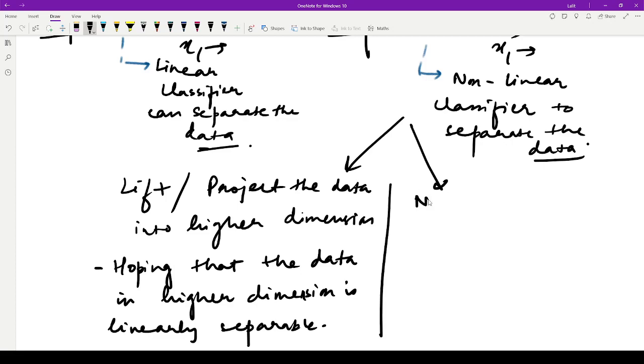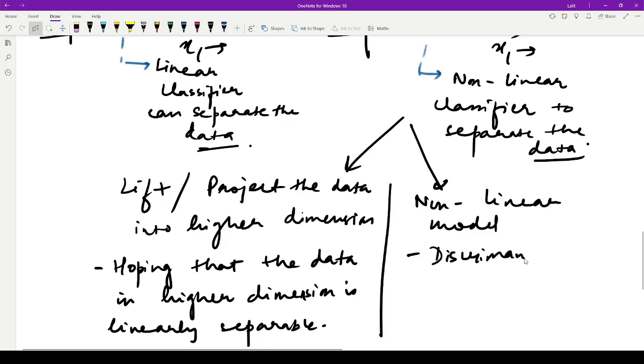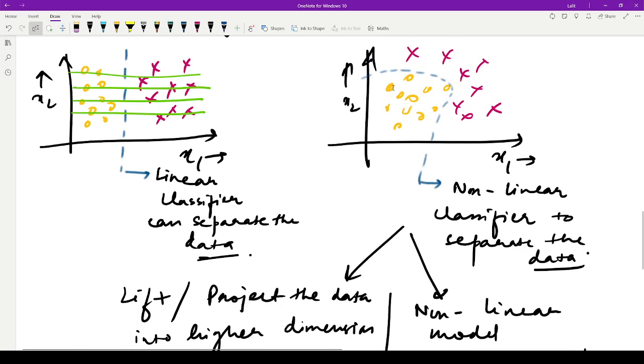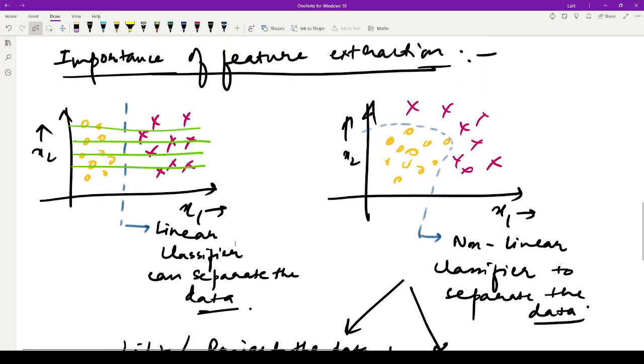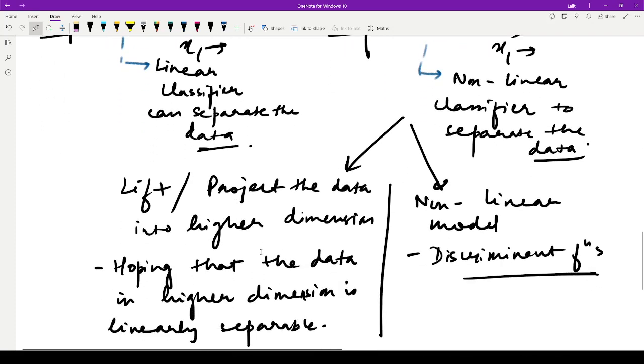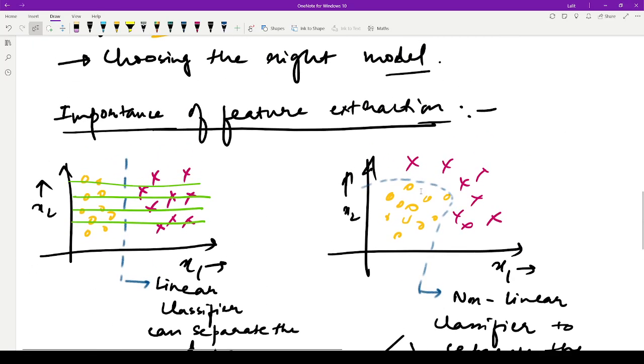Or else you can use a nonlinear model to solve this problem, which could be like discriminant functions that we'll discuss in some time. So if you can directly model this curve, you don't need to project it into higher dimensions. Or else you have to cleverly project it into higher dimensions so that it can take care of whether it's a linearly separable data point in higher dimension or not.